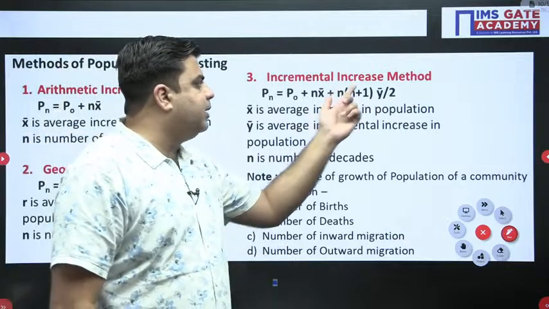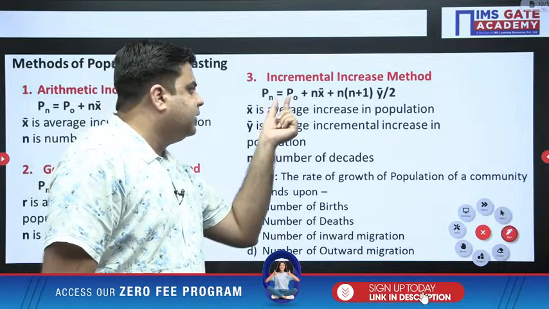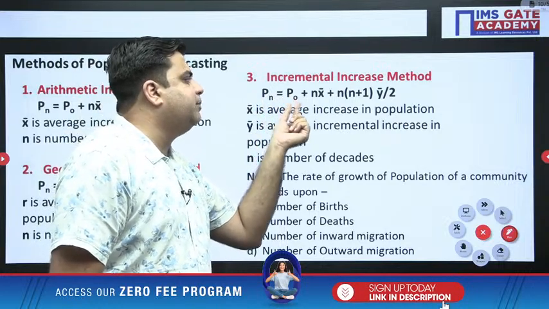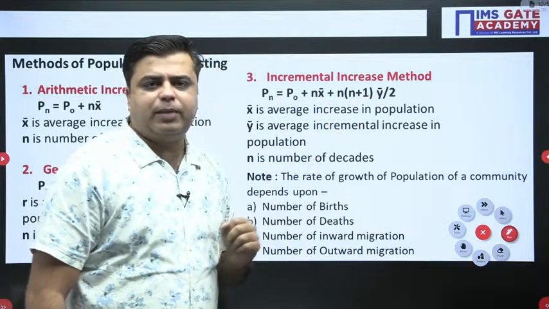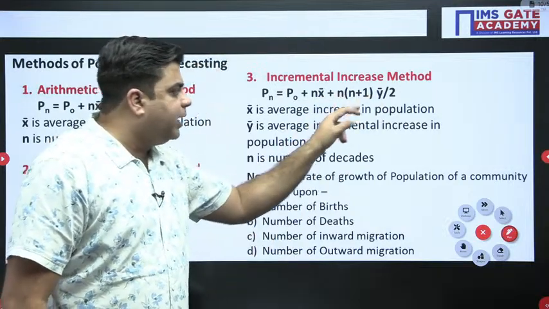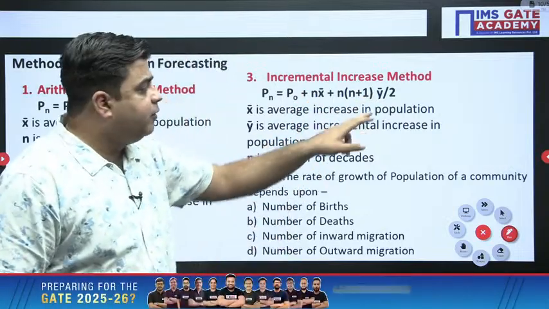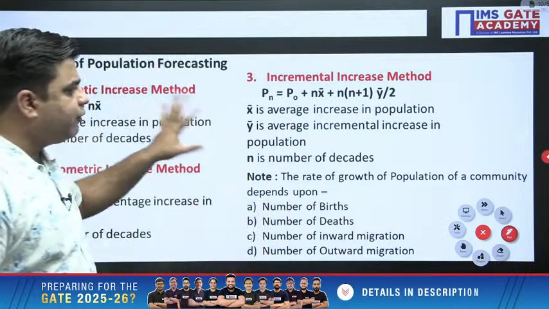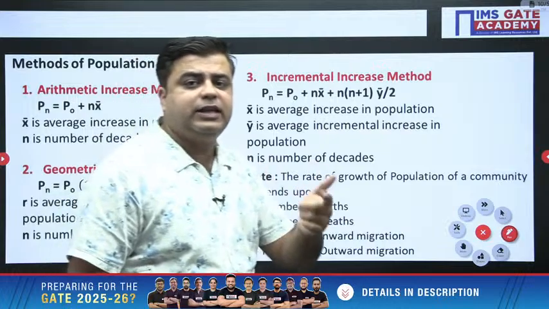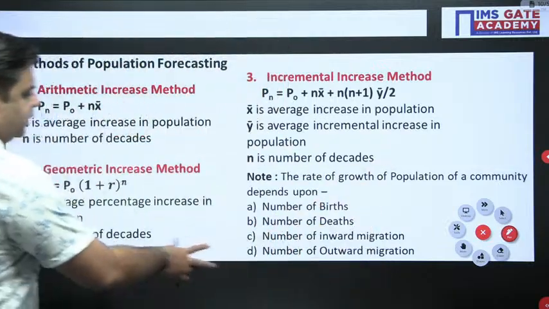Then you have the incremental increase method, which gives the formula that population after n decades is equal to the last known population P naught plus n x bar plus n into (n plus 1) by 2 into y bar. X bar is the average increase in population, whereas y bar is the incremental increase in population, right? Apart from this, we have two other methods: the decreasing rate of growth method and the logistic curve method for population forecasting.